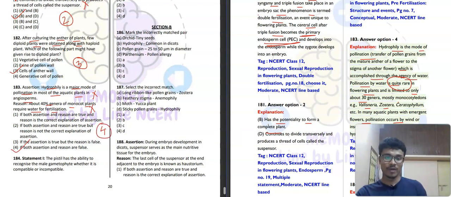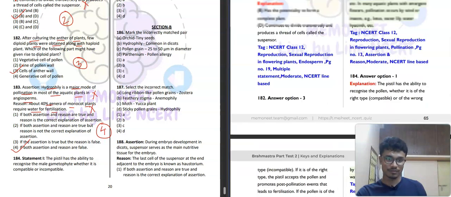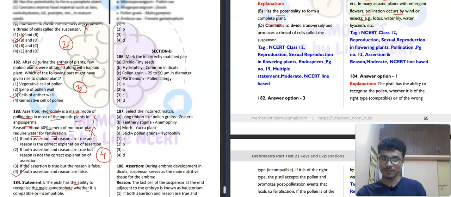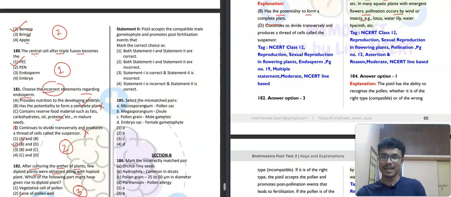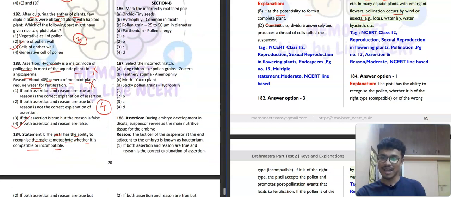Okay, so now moving towards the next question, 184. It is saying, first statement, a pistil has the ability to recognize the male gametophyte, whether it is compatible or incompatible. Now the next one, it is saying that the pistil accepts the compatible male gametophyte and promotes post-fertilization events. Okay, so now we need to mark the correct choice. The first statement says that the pistil has the ability to recognize the male gametophyte whether it is compatible or incompatible.